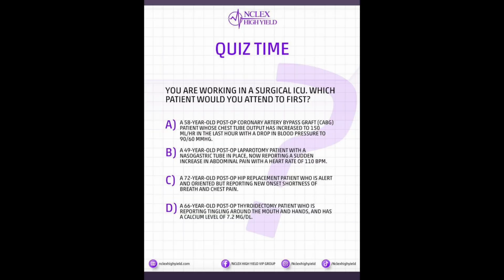So now we're going to compare C to B. B is a 49-year-old post-op laparotomy patient with NG tube, now reporting sudden increased abdominal pain and a heart rate of 110. Again, I'm still more concerned about the PE in C over this person with the NG tube with some abdominal pain and a little tachycardia. So I'm going to go with C over B. Now I'm down to 50-50.